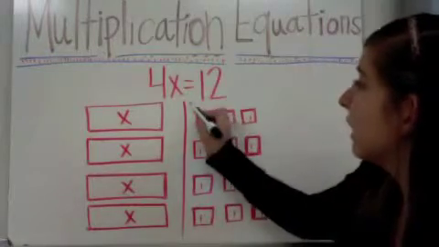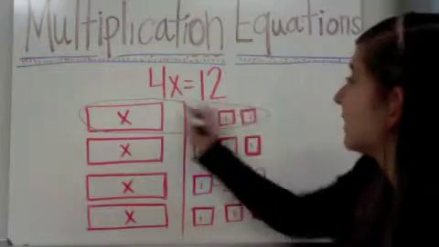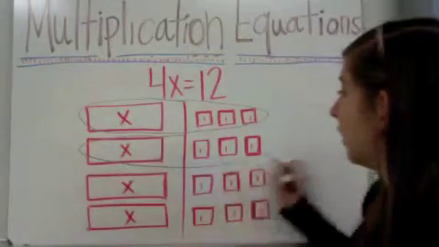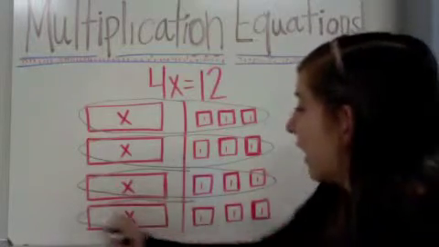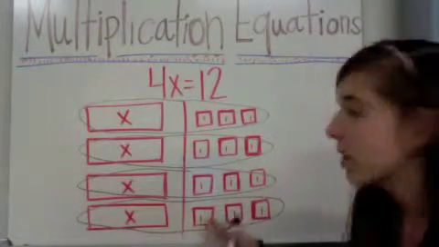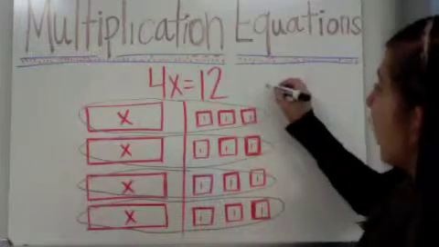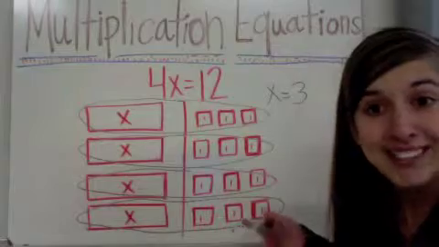So right here we actually have it like this. 1x is equal to 3. So each time we have our x value, it's equal to 3 units. So here we see that our x equals 3. Pretty easy, huh?